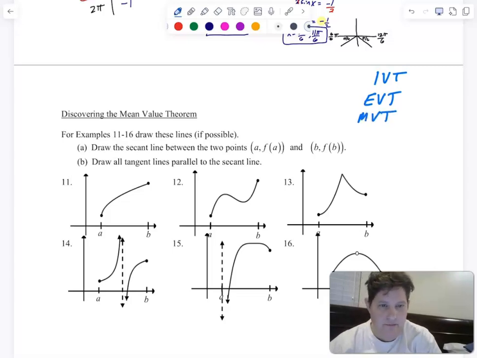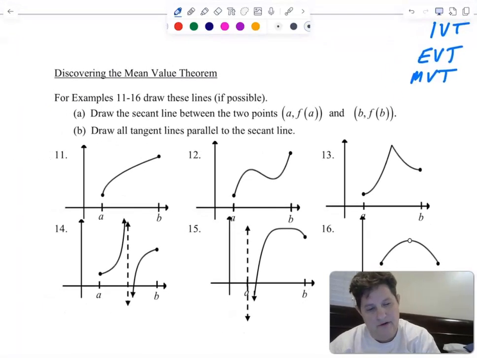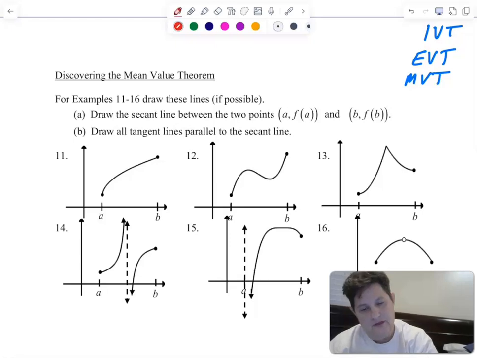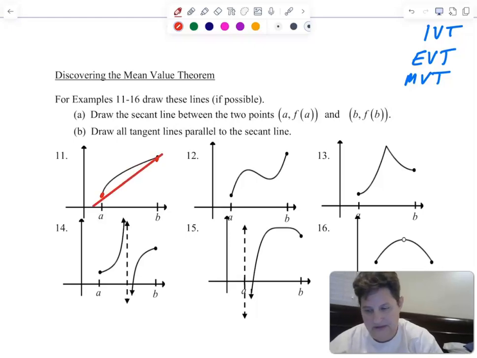And then the mean value theorem is the most common one. Intermediate value theorem is the second most common. All right, so let's discover the mean value. First of all, draw the secant line between the points a, f of a, and b, f of b. Okay, so here we go. That's a secant line. Then we want to draw a tangent line that is parallel.